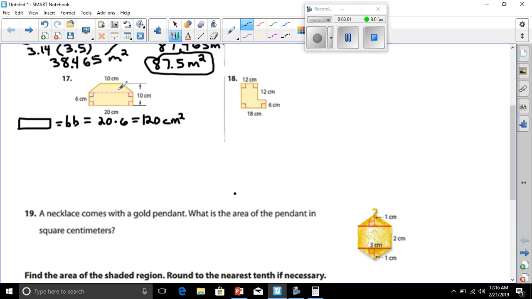Now for the hard part. This is a trapezoid, and a trapezoid's formula is a little bit more tricky. The trapezoid's formula is 1/2 times the height. And we're going to multiply all that by base 1 plus base 2.